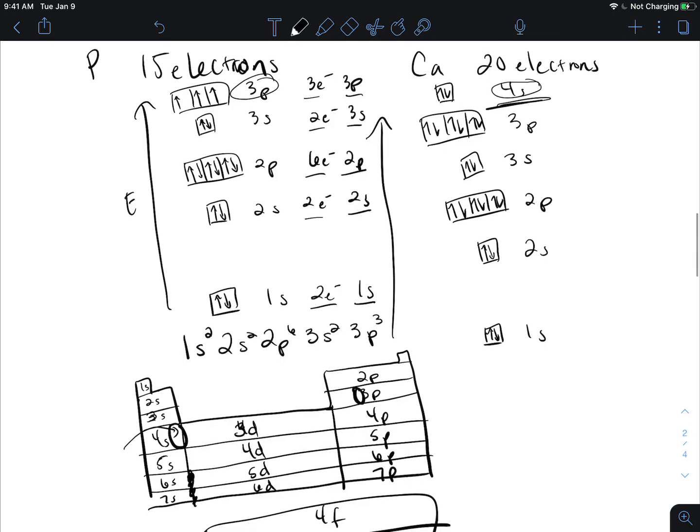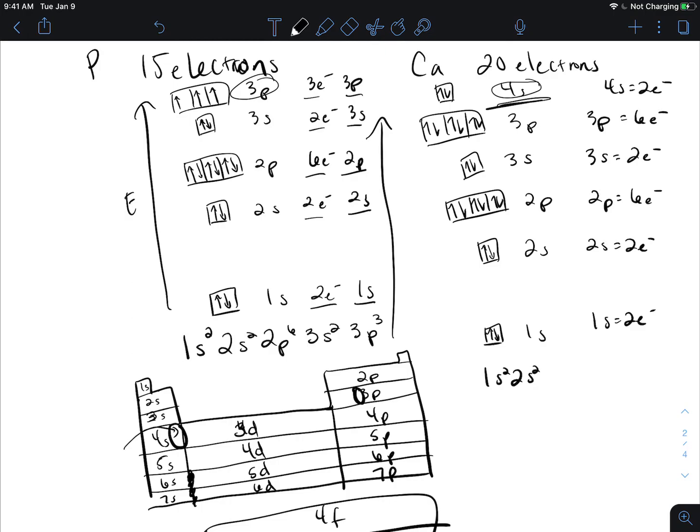You can do a very similar thing here. 1s, 2 electrons, 2s, 2 electrons, 2p, 6 electrons, 3s, 2 electrons, 3p, 6 electrons, 4s, 2 electrons. So we have 1s2, 2s2, 2p6, 3s2, 3p6, 4s2.